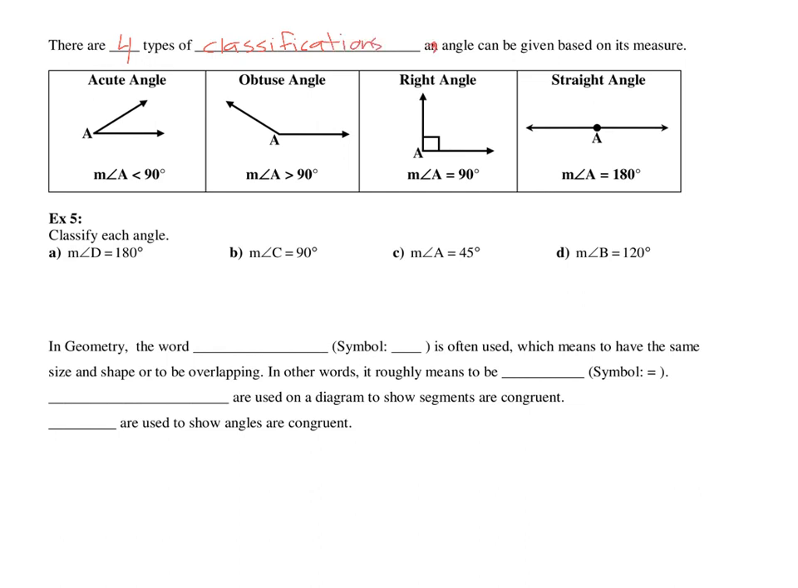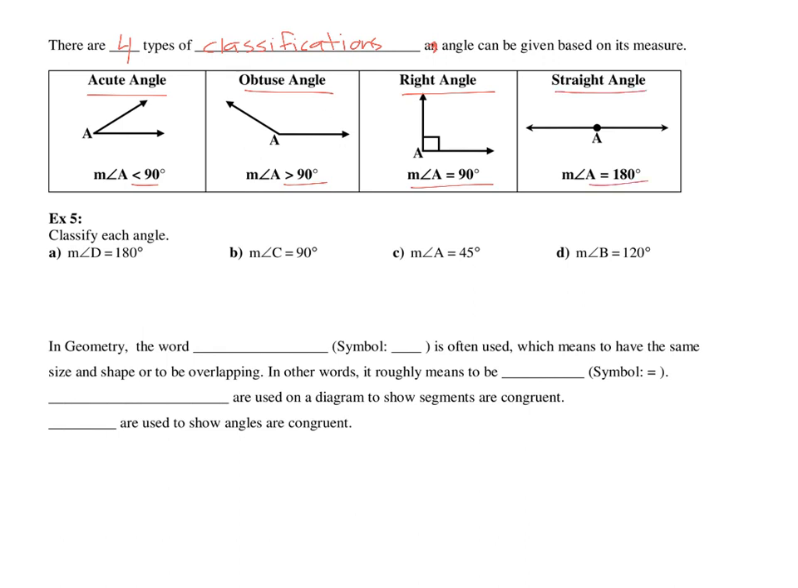An angle can be given based on its measure. So you can have an acute angle, which is less than 90 degrees, an obtuse angle, which is greater than 90 degrees, a right angle, which is equal to 90 degrees, and a straight angle, which is equal to 180 degrees.